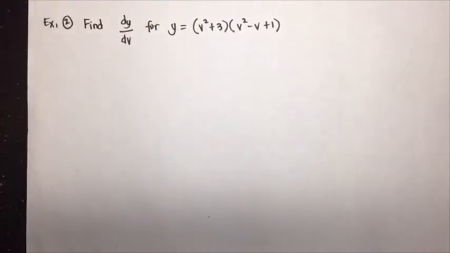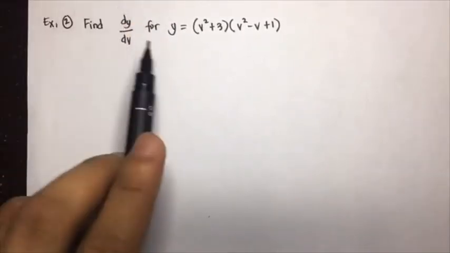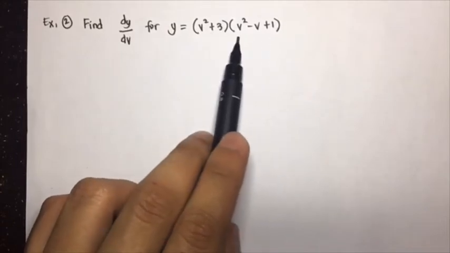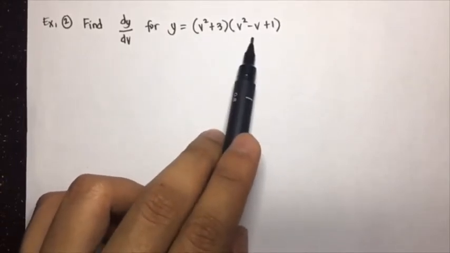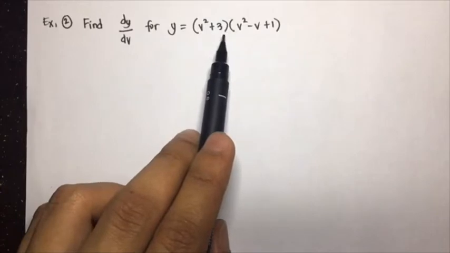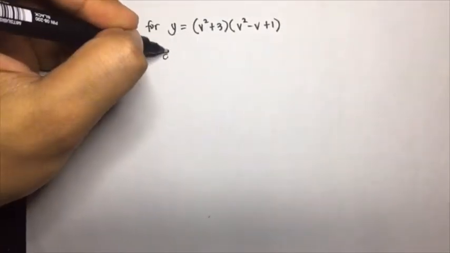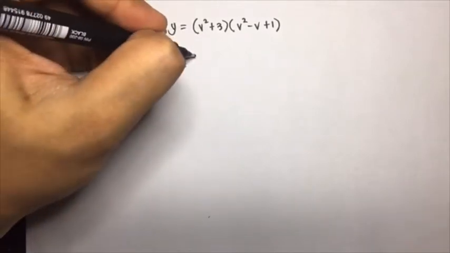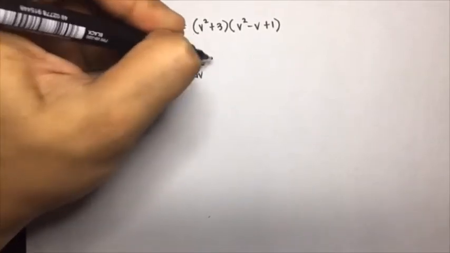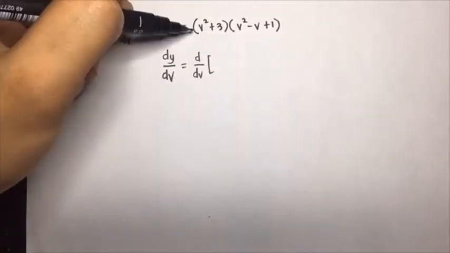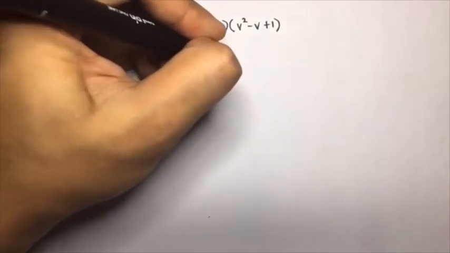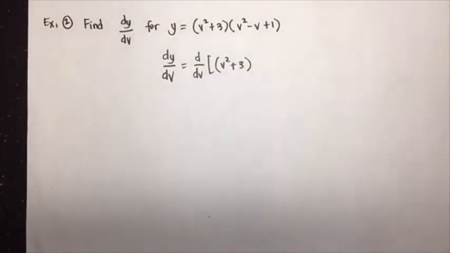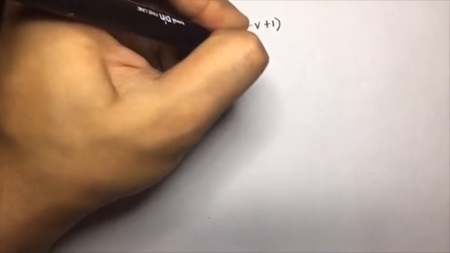So using the derivative of a product, this is our u, and then this is our v, from the formula. So the derivative of y with respect to v is equal to the derivative with respect to v of, so let's use a bracket because we already have a parenthesis here, (v squared plus 3) times (v squared minus v plus 1).